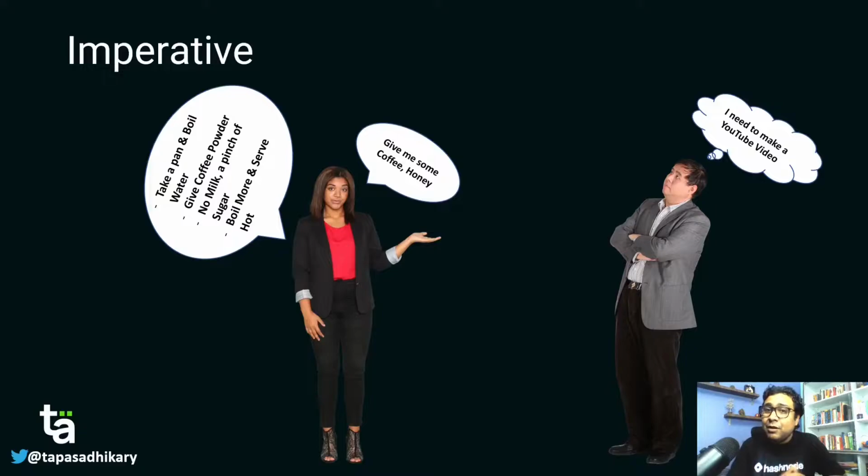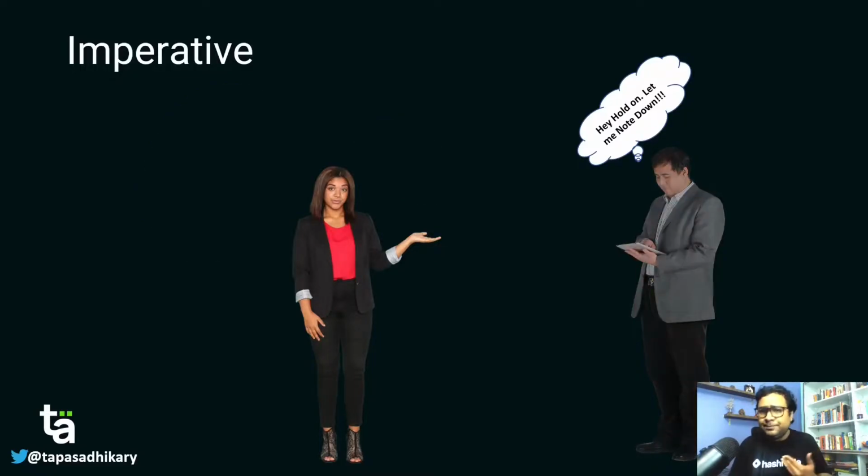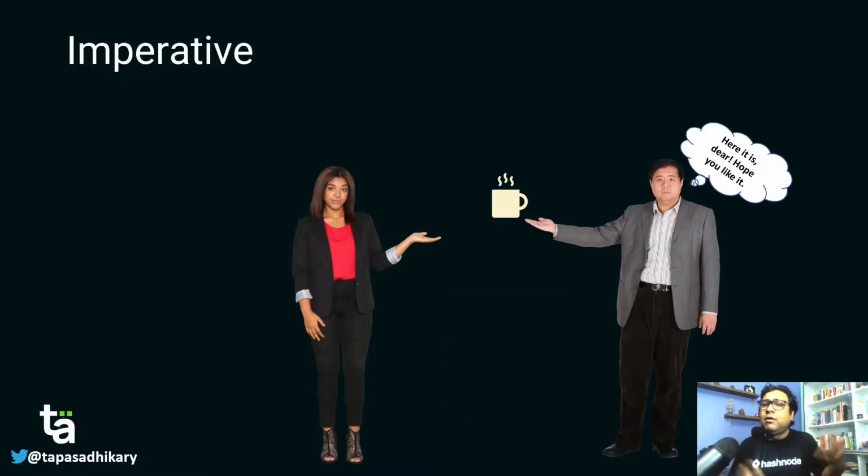So Mary is not only saying give me a coffee, but also giving the instructions of how to make the coffee. So in this case, John noted down every step. Hey, let me note it down. And then John moves away. And after some time, John comes back with the coffee and the coffee is delivered. So in imperative programming, you describe what you want by specifying the instructions, specifying the steps of how to do it. That's a huge difference between declarative and imperative programming, right?